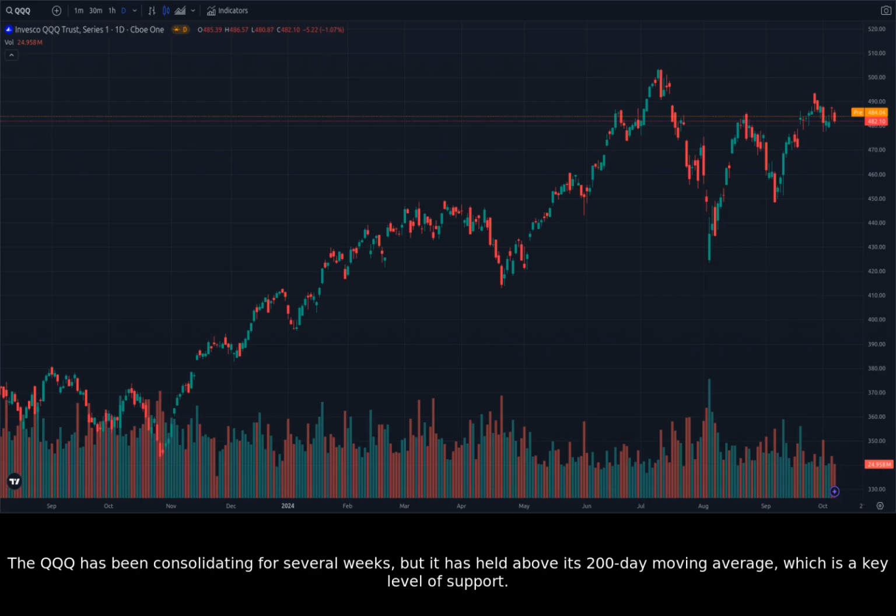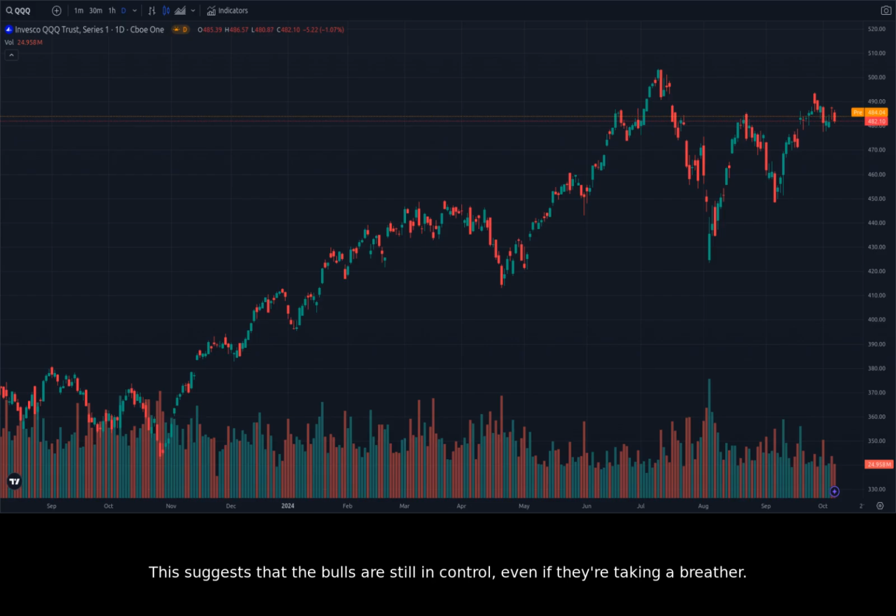The QQQ has been consolidating for several weeks, but it has held above its 200-day moving average, which is a key level of support. This suggests that the bulls are still in control, even if they're taking a breather. If the QQQ breaks above the 375 level, it could signal a bullish breakout, potentially leading to further gains.